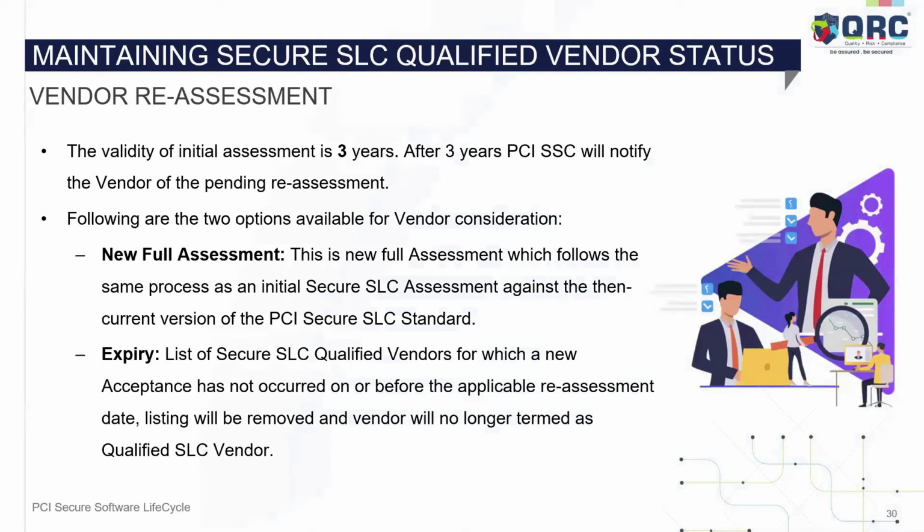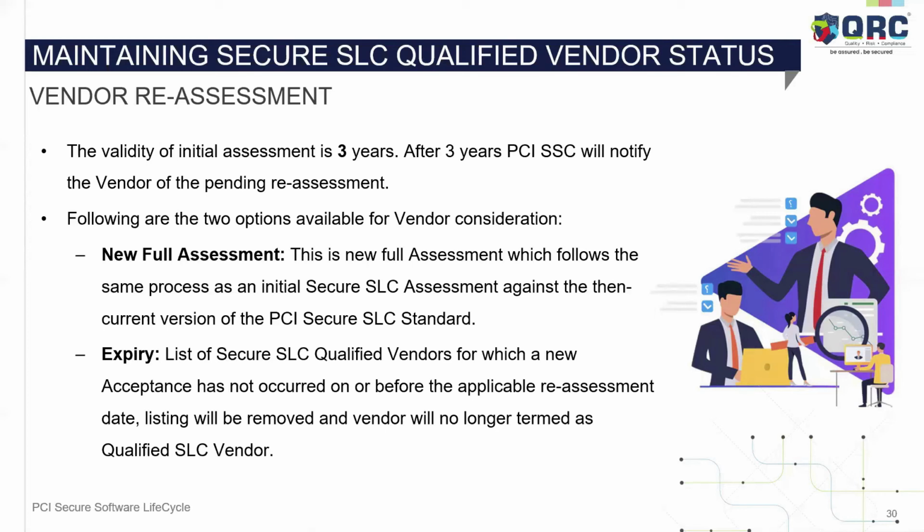Now, vendor reassessment. The annual attestation is supposed to be done annually by the vendor. Reassessment is about the validity, which we have discussed is for 3 years. After 3 years, the vendors are supposed to initiate the reassessment. There are two options out of which the vendor reassessment can be done. First, the vendor can go for a new full assessment, or expiry.